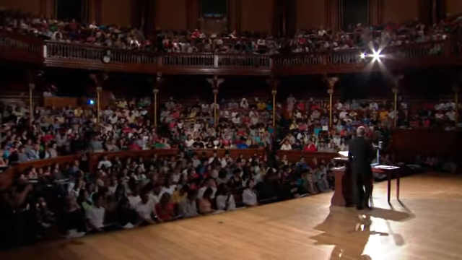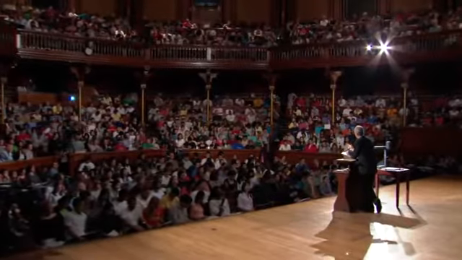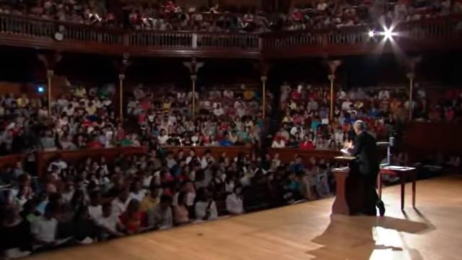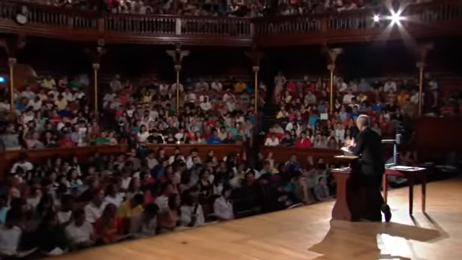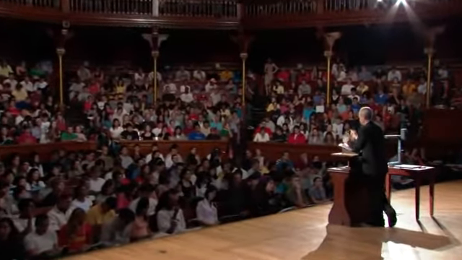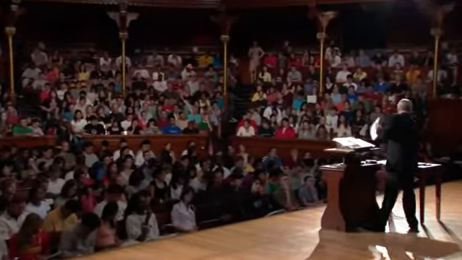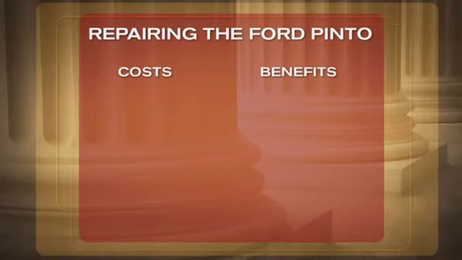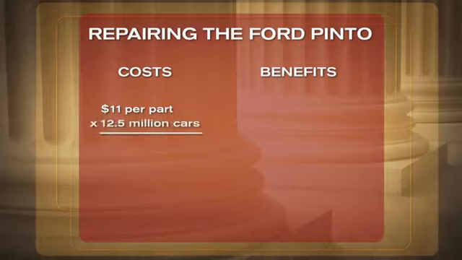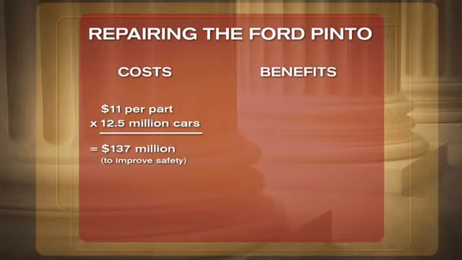They did a cost-benefit analysis. The cost per part to increase the safety of the Pinto, they calculated at $11 per part. And this was the cost-benefit analysis that emerged in the trial. $11 per part at 12.5 million cars and trucks came to a total cost of $137 million to improve the safety. But then they calculated the benefits of spending all this money on a safer car.